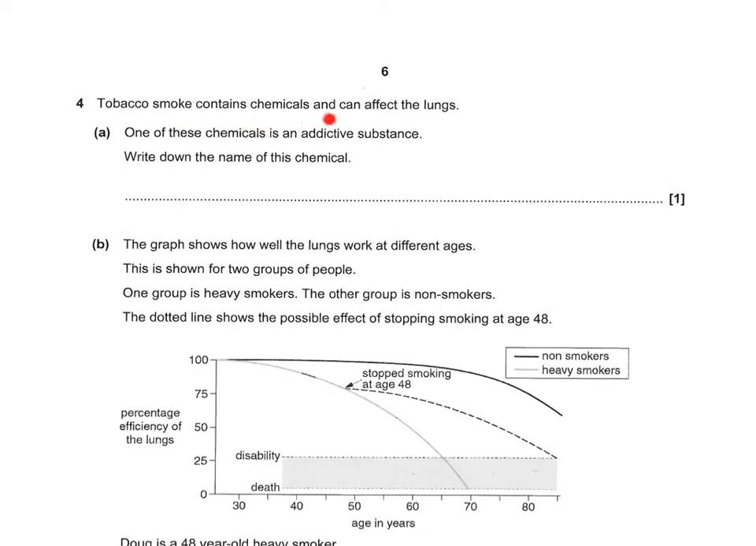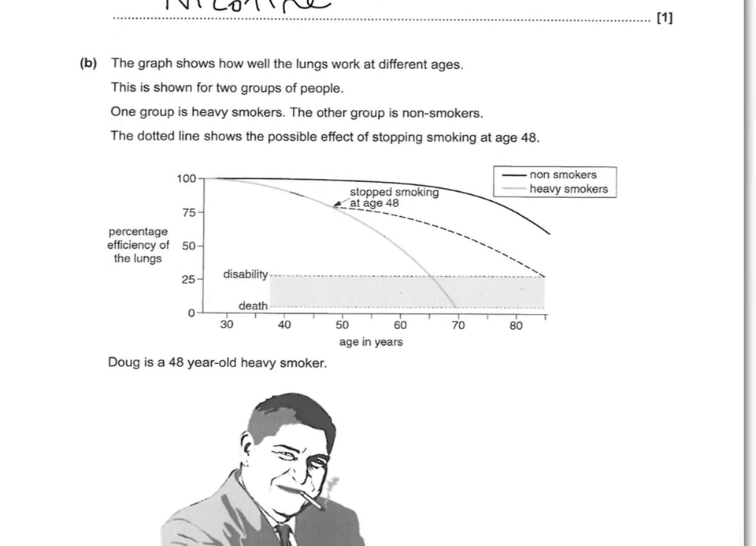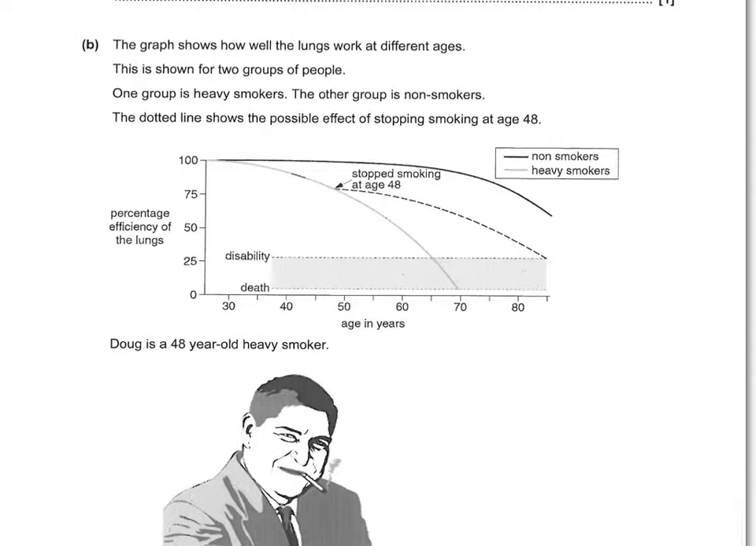Tobacco smoke contains chemicals and can affect the lungs. One of these chemicals is an addictive substance. Write down the name of the chemical, so the addictive stuff in tobacco smoke is nicotine. And then the graph shows how well the lungs work at different ages. This is shown for 2 groups of people. One group are heavy smokers, the other group are non-smokers.